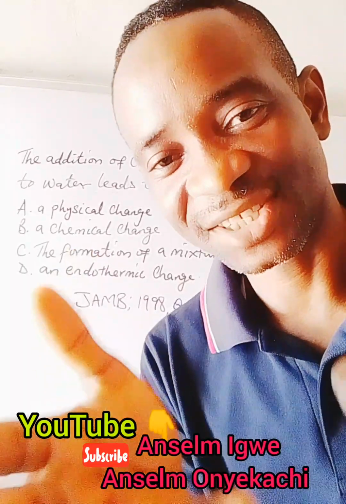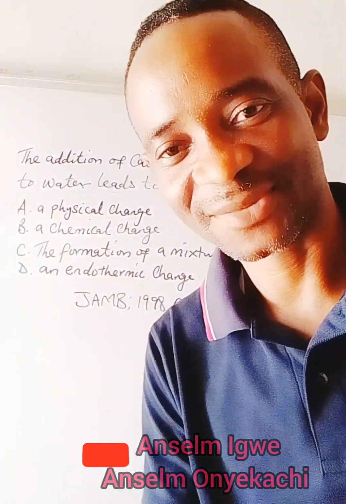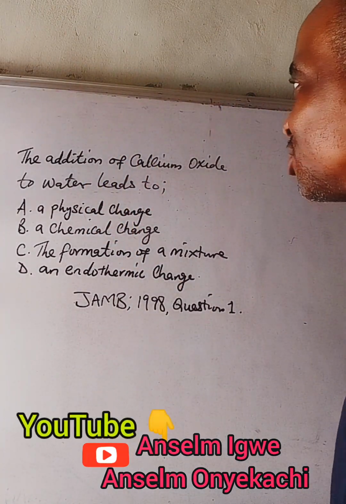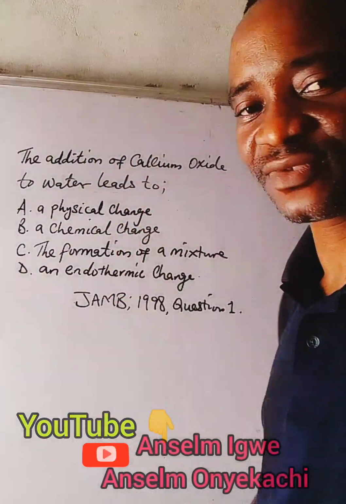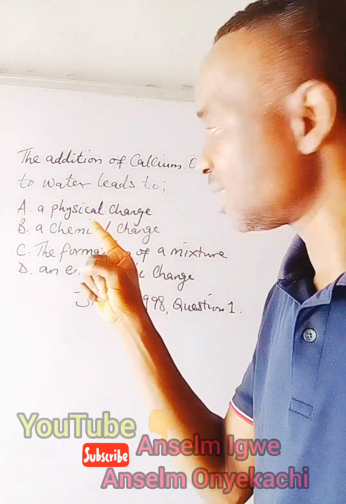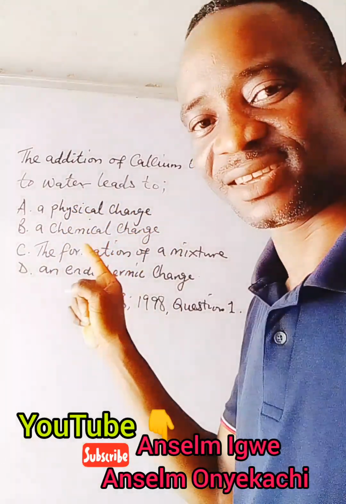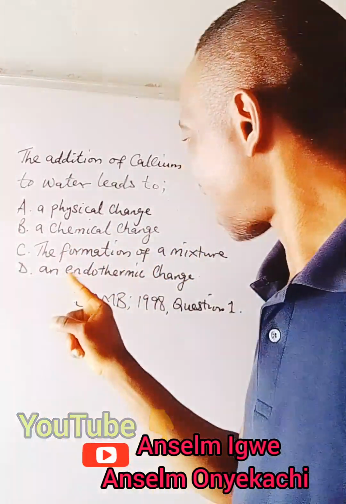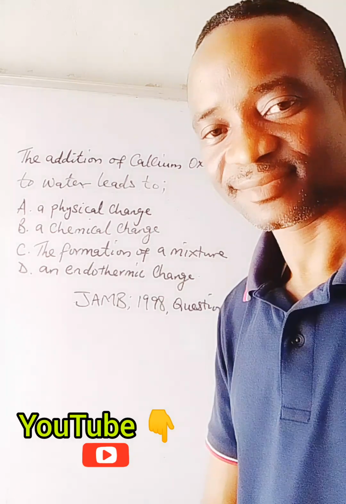Can we check this JAMB question 1998, number 1? The addition of calcium oxide to water leads to A, a physical change, B, a chemical change, C, the formation of a mixture, and D, an endothermic change.